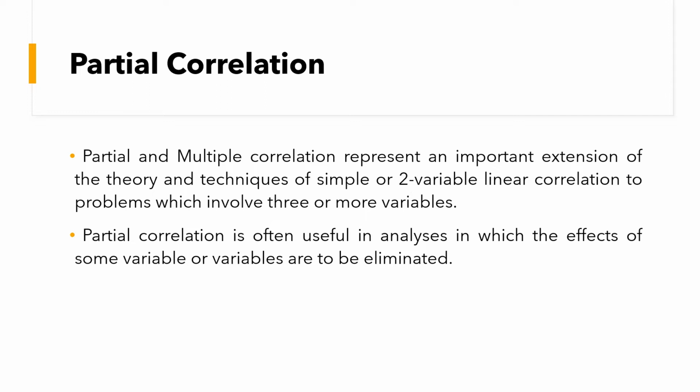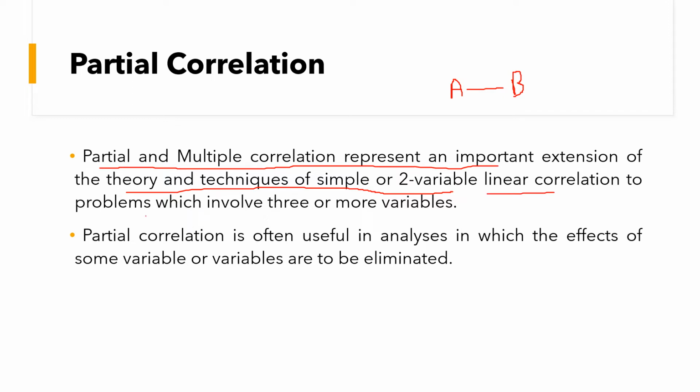The important point is that partial correlation and multiple correlation are both important extensions of the technique of correlation. Simple correlation is bivariate correlation. There are two variables, A and B, and we just want to calculate the relationship between A and B. This is called simple correlation, or bivariate, two-variable, or linear correlation.